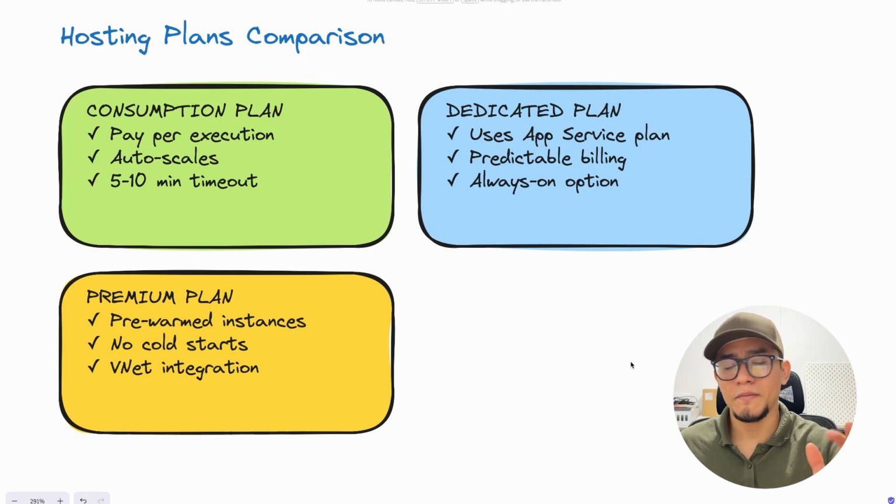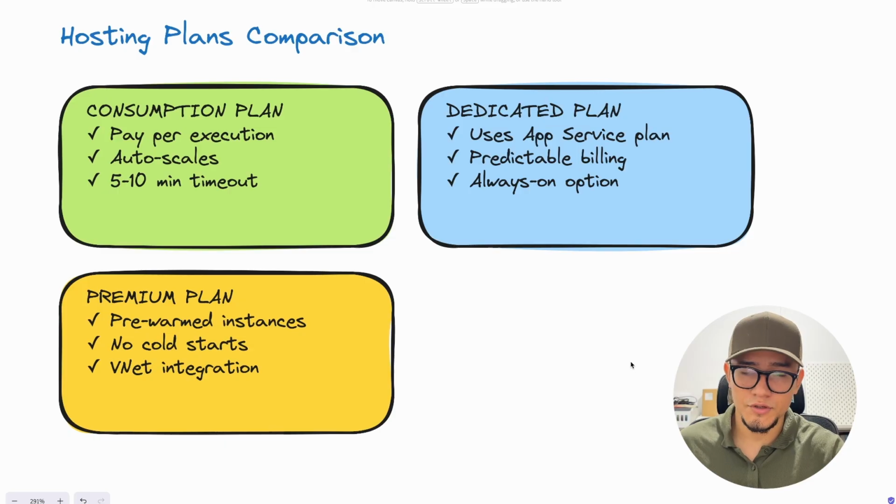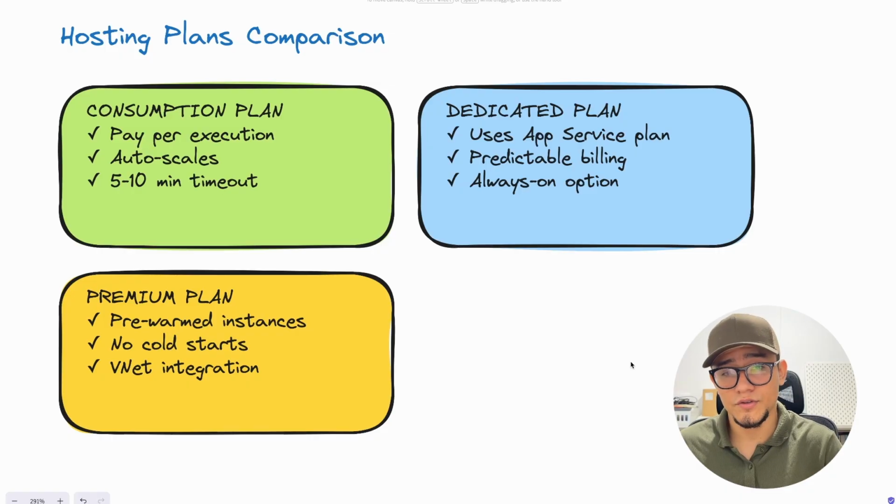So we have 3 main plans, which are consumption, dedicated, and premium. For consumption, you pay per execution, it scales automatically, but it has a timeout of 5 to 10 minutes. So if your execution runs for more than that, it will fail. Second, we have the dedicated plan. In this case, it uses an App Service plan. It can be shared with an App Service. You have predictable billing because you know it's going to be fixed, and it has the option to be always on.